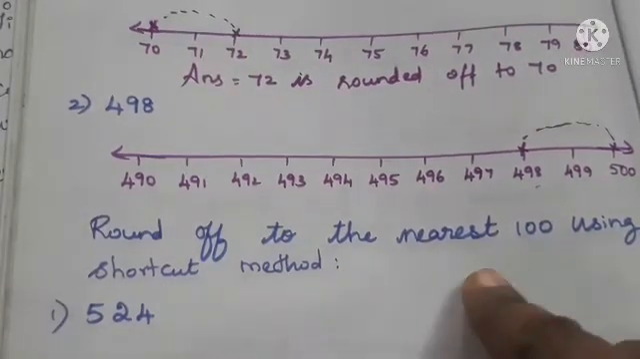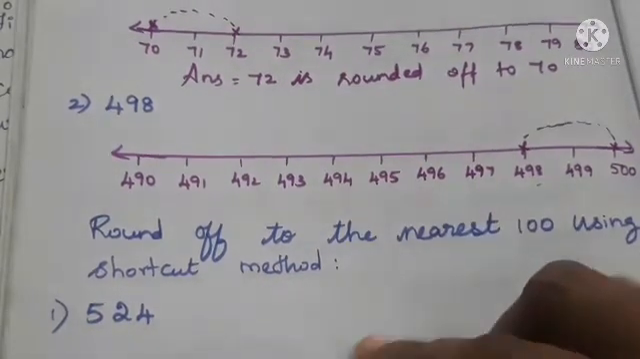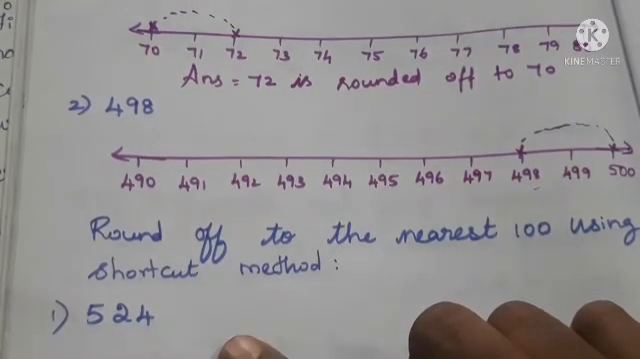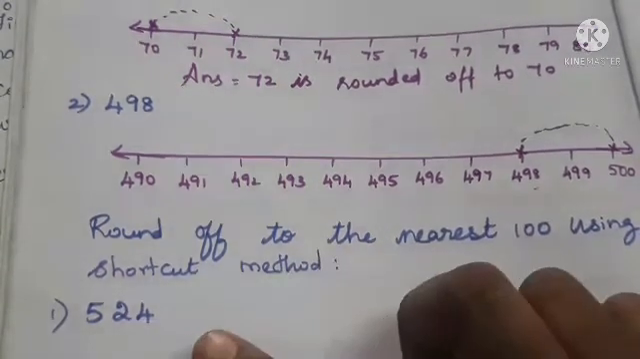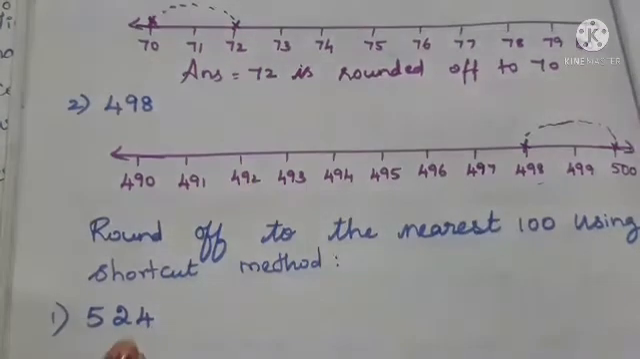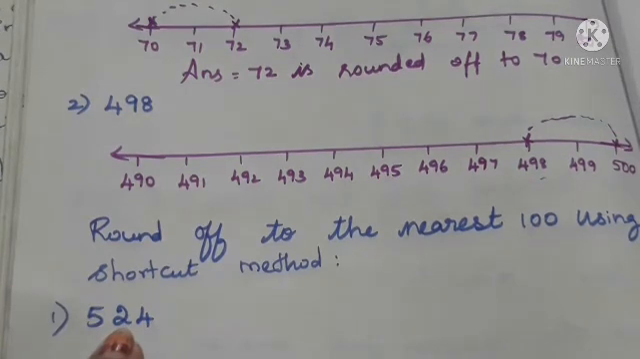Next we have round off to the nearest 100 using the shortcut method. This is the shortcut method; the previous one was the number line method. First question, we have 524. If you want to round to the nearest 100, we have to focus on the digit after the hundreds, that is the tens place. In the tens place, if the digit is less than 5, we round down. If the digit in the tens place is 5 or more than 5, we round up.